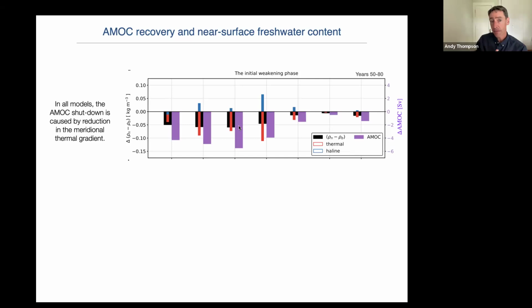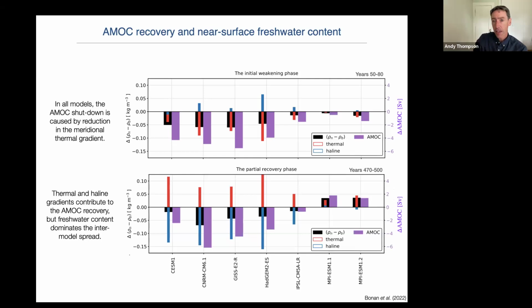We can now take this difference in the density, as given by these black bars, and break it up into a thermal component, so how much of that change in density is due to differential heating between the north and the low latitudes, and how much is due to a haline component or a freshwater flux. You can see, at least during the initial weakening phase, that the change in density is dominated by heating, and that mostly happens in the northern part of the Atlantic. And again, that seems to be consistent throughout all the models, even though the response is a little bit different.